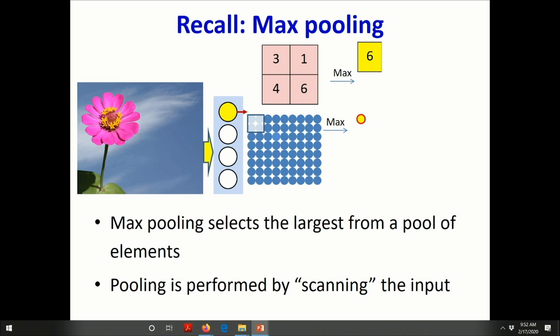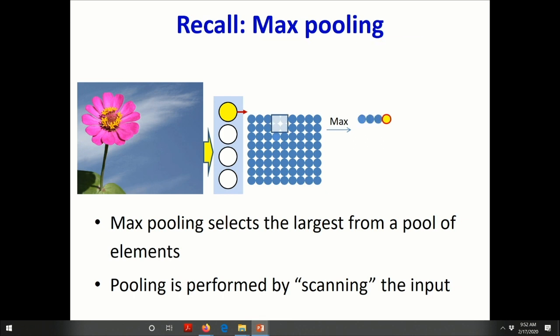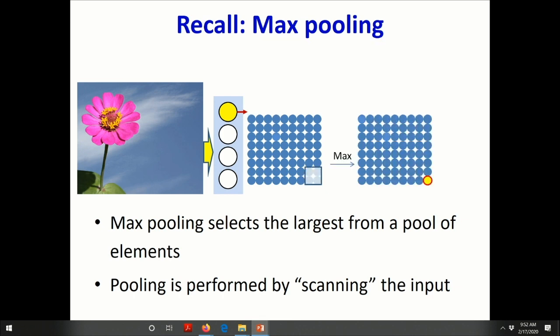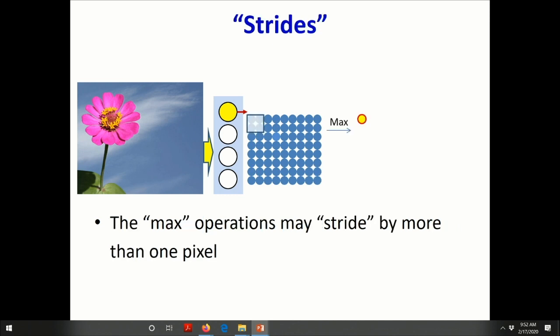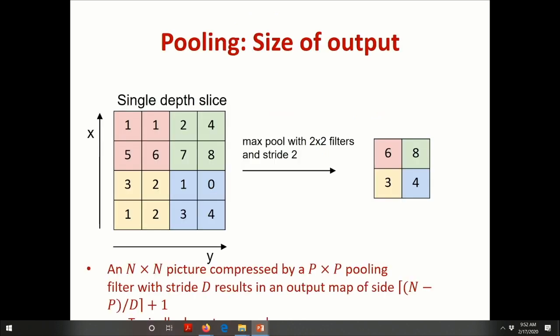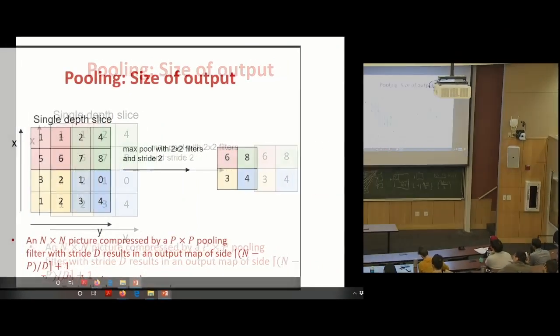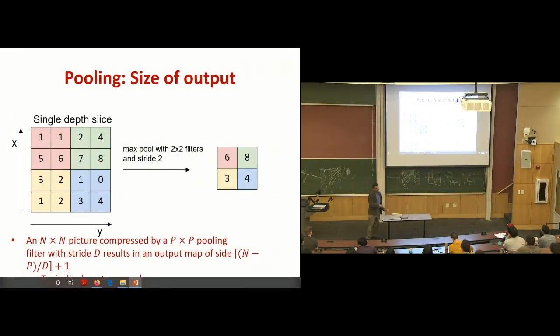And so it would be looking at, say here, this 2 cross 2 group, which might be 3, 1, 4, 6, and picking the maximum value, which is 6. And that's what you'd be doing as you went left to right. At each location, you'd just be picking the maximum from that one location. Once again, the max may stride by more than one pixel. If you're going to be doing a max, it makes a lot more sense to be striding by more than one pixel because you're actually trying to account for jitter in the patterns, right? And so when you look at an n cross n picture and compress it by a p cross p max pooling map, which strides with some skip d, stride d, then the size of the output is also going to follow just the same formula.